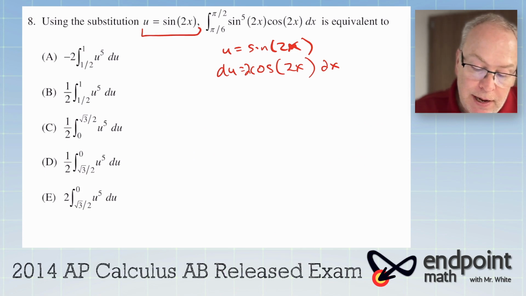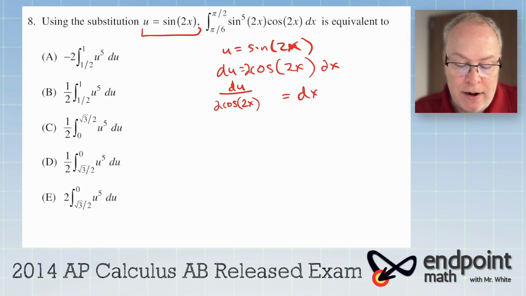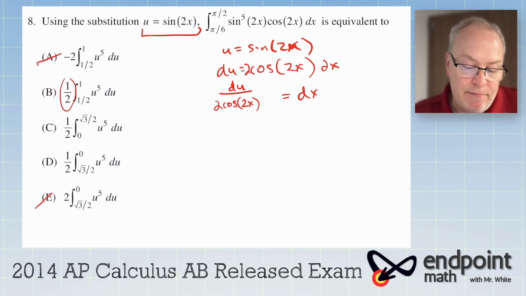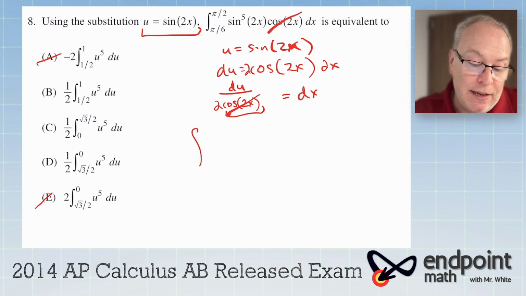So then if we plug it in, dx is going to be 1 over 2 cosine of 2x with a du on the top. So you see we're going to end up with a 2 on the bottom and a cosine on the bottom. So that's why we can rule out these options right here, because I know it's got to be an answer with a 1/2 out front. This cosine, when we plug it in, is going to cancel this one up here. So I've got the integral of u to the 5th with a 1/2 out front.